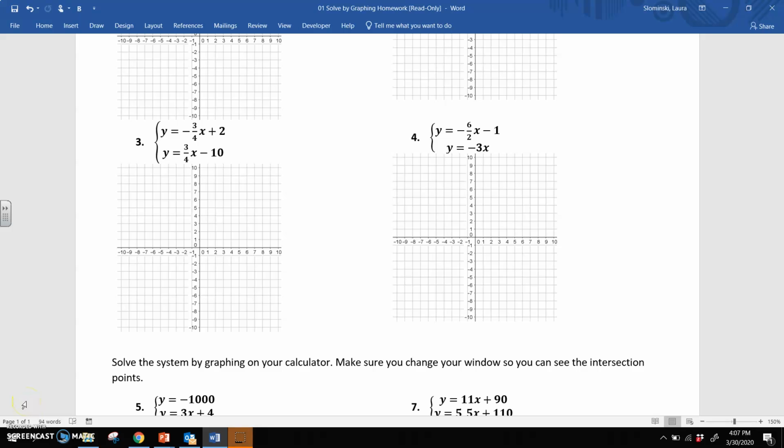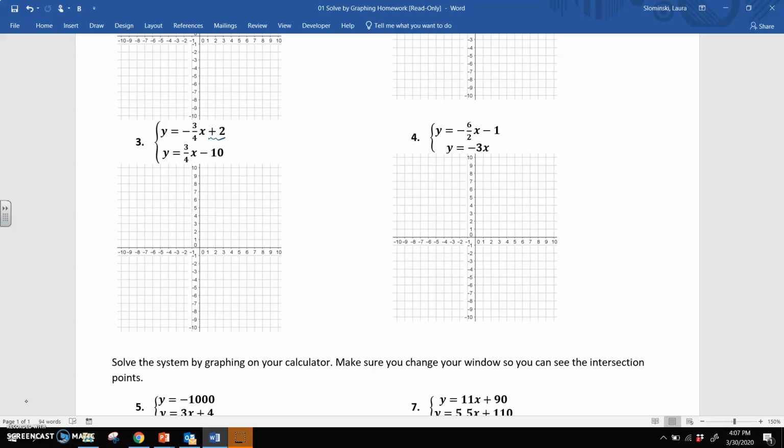So for this video, I am going to show the work for 9-1 homework number 3. In this situation, we have a system where both equations are in slope-intercept form. So I will graph both in the same grid and try to find a point of intersection.